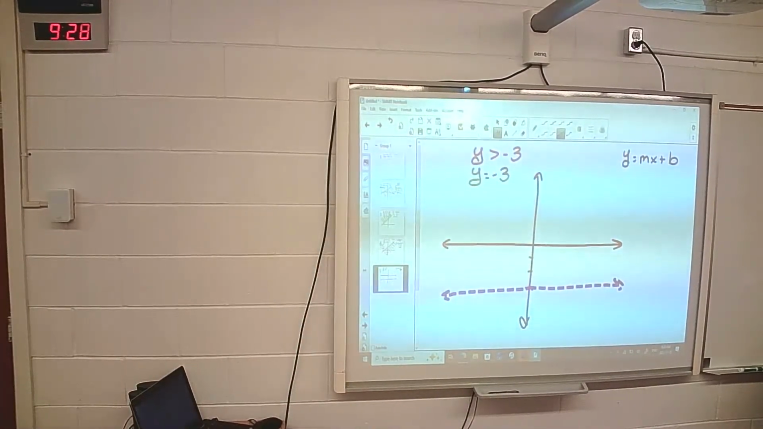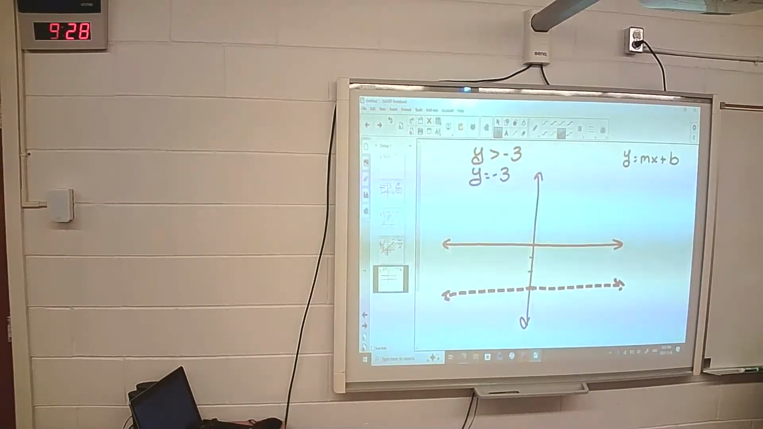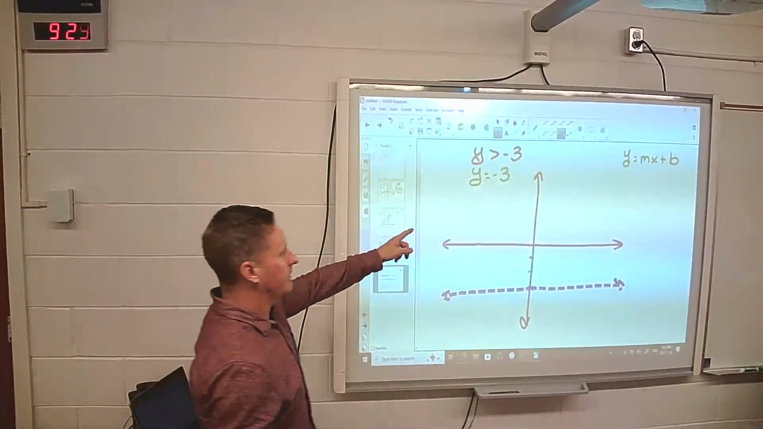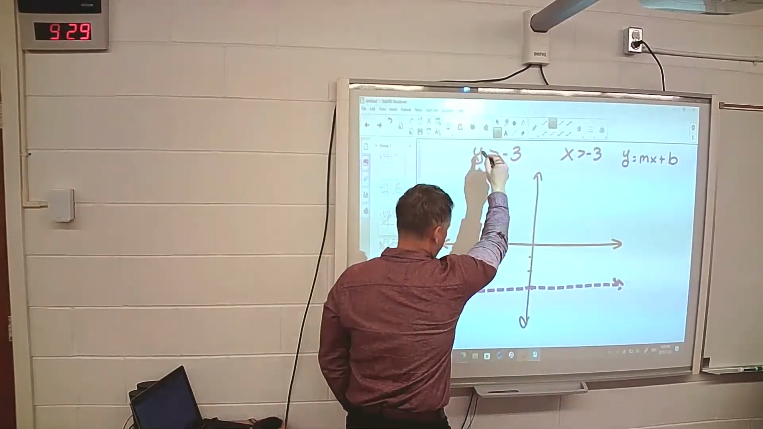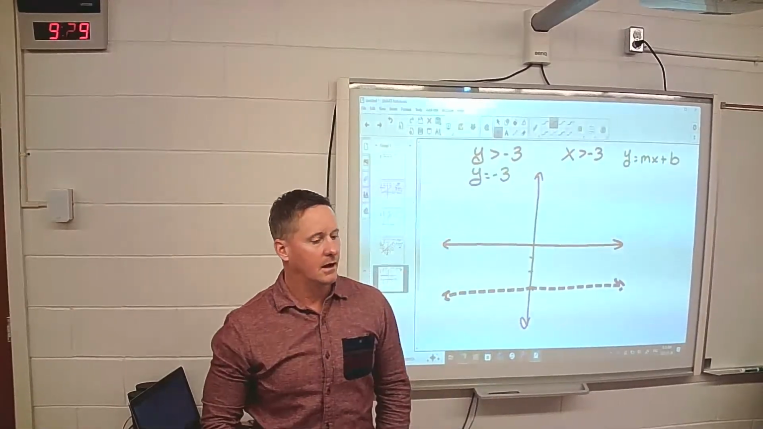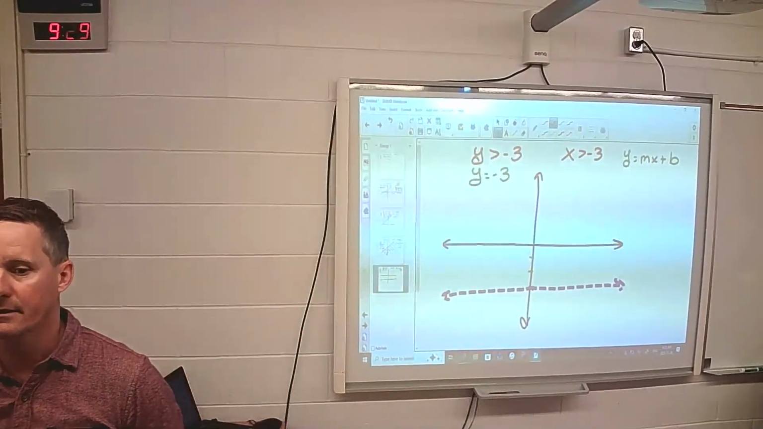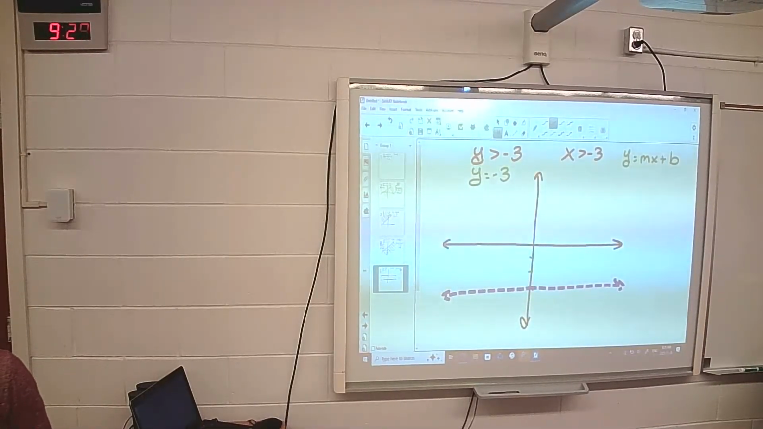Now, if that equation read x is greater than -3, what would that line look like? Hunter, what would it look like? Vertical line. Oh boy, I knew you knew it. It would be a vertical line up and down. There would be no y-intercept for that line. So that's the first thing.